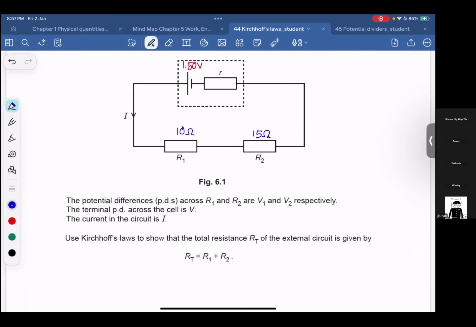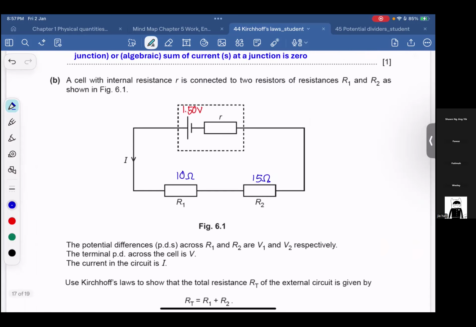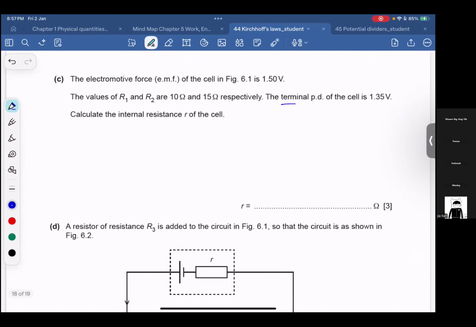The terminal potential difference across the cell is 1.35. What is this? This is the voltmeter, the reading from the voltmeter. This is not the EMF. EMF is here. Then we found that this is the voltmeter reading V. Calculate the internal resistance.